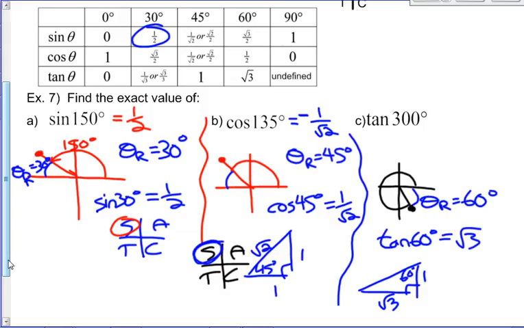And again, we've got A, S, T, C. We're in quadrant 4. So tangent is not positive in quadrant 4. So the tan of 300 is root 3, but it's got to be negative because of the quadrant we're in.